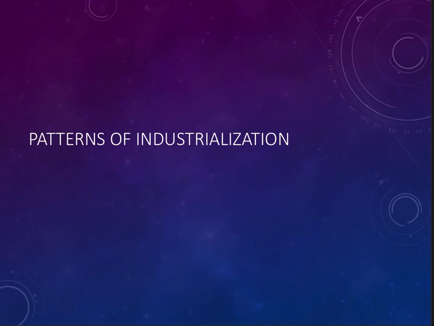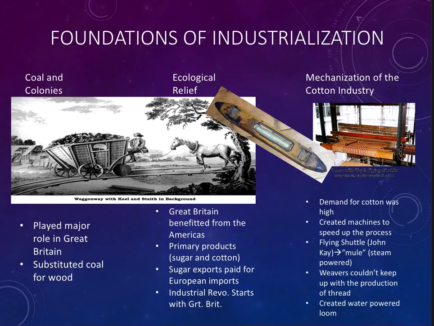First, we're going to start with the patterns of industrialization and really how industrialization was able to start. And it starts in Great Britain, and it really starts with coal. So coal will play a major role in Great Britain, and they would substitute coal for wood in the use of energy in their machinery. Coal just lasted longer and was able to get machines that normally would not have been used to come into production.